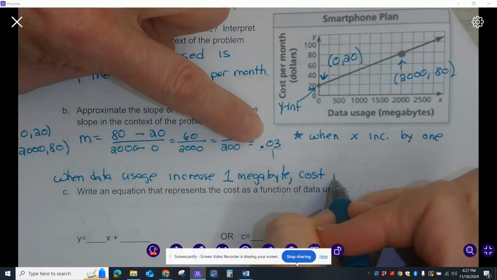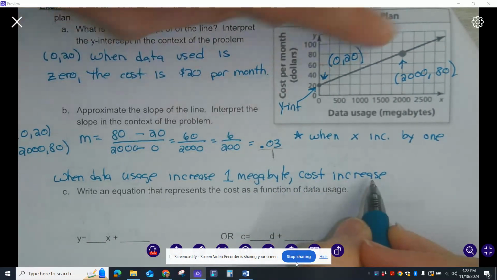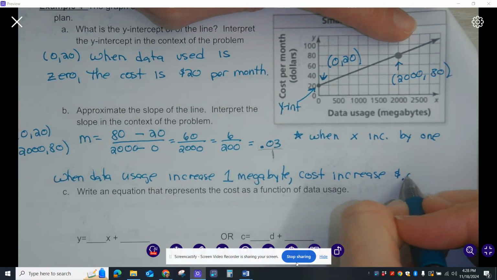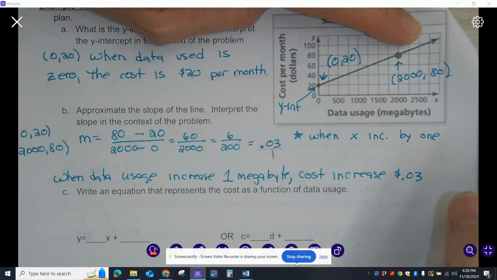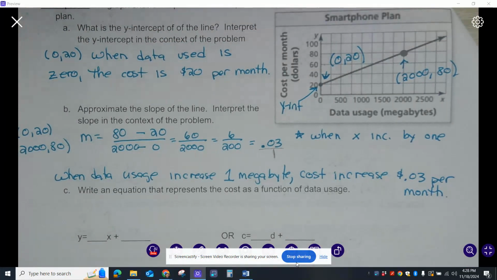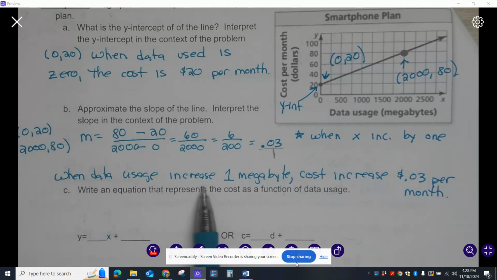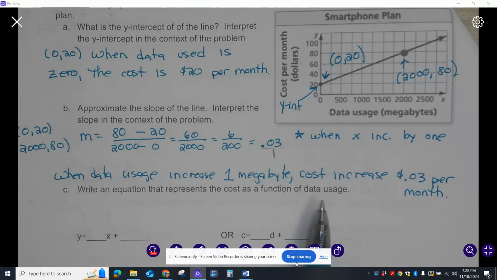Cost increases because our slope is a positive number. So cost increases 0.03. Those are dollars. Your y-axis is dollars, so put some units on there, per month. So the rate of change is $0.03 per month. When data usage increases 1 megabyte, cost increases $0.03 per month.